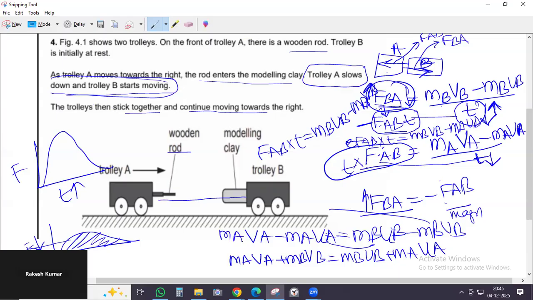No, the force is reducing, no? That's what I'm trying to tell you. Okay, and the signs and all.